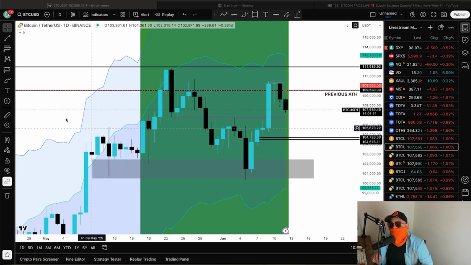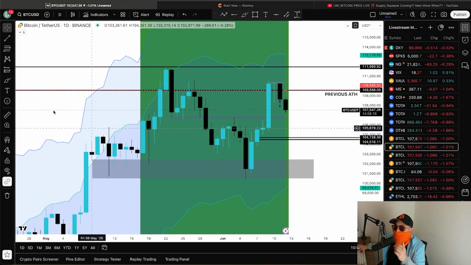Now the brilliant thing about Stonksy is that it can be used on any asset on TradingView across industries and also on any time frame. Now we've covered the 1 hour, we've just covered the 5 minute. Now let's look at the 1 day to show you that it can be utilized on any time frame regardless of what type of trader you are.